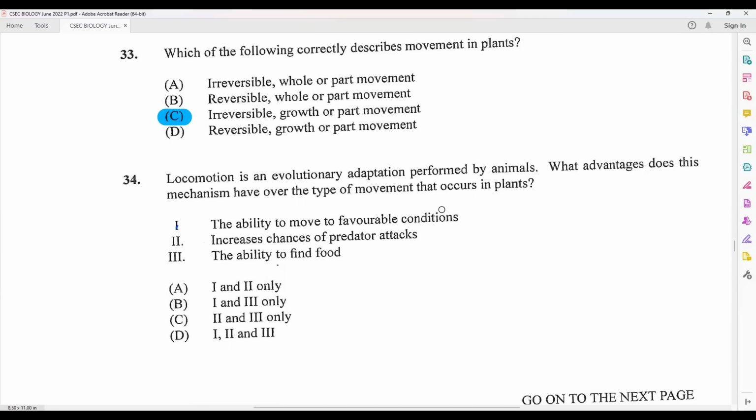Locomotion is an evolutionary adaptation performed by animals. What advantages does this mechanism have over the type of movement that occurs in plants? So you could always get up and move, quote, where conditions are better, right? So 1 is correct. Increased chances of predator attack, why would that be an advantage? As an advantage, the ability to find food. So 1 and 3 we are looking for, which puts the answer at B.